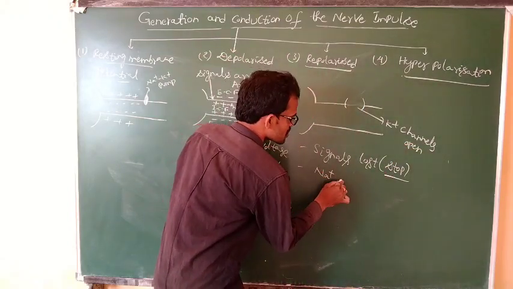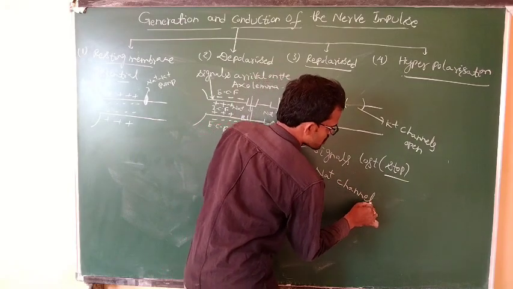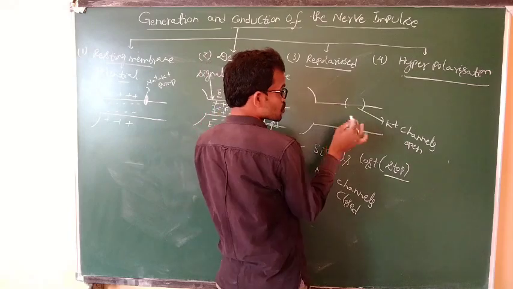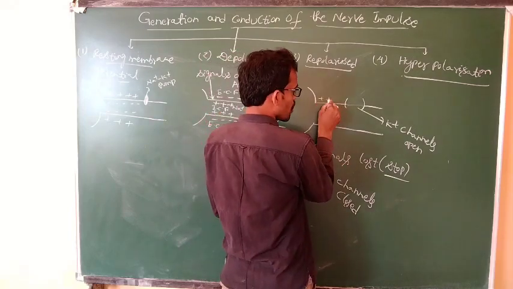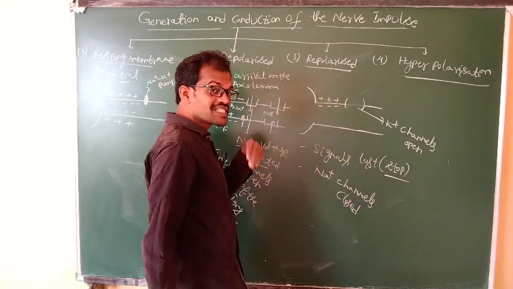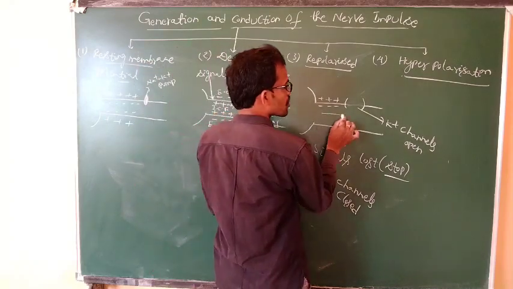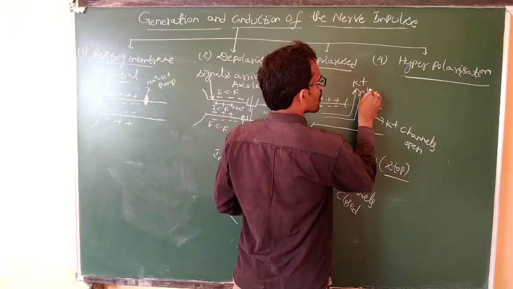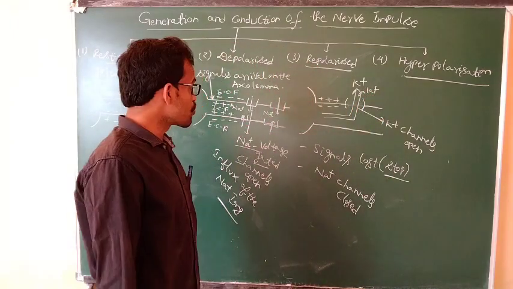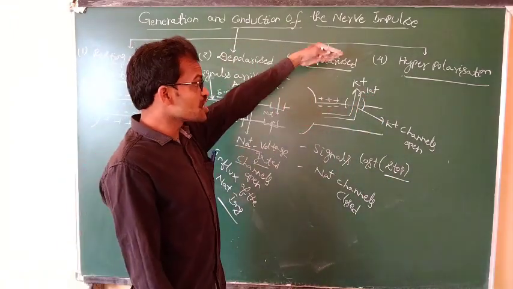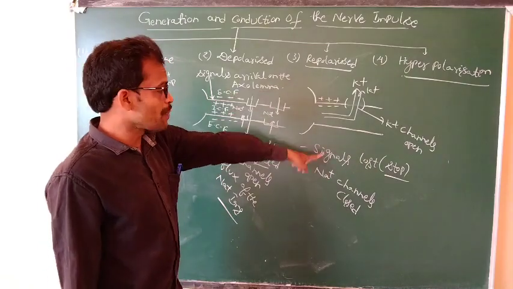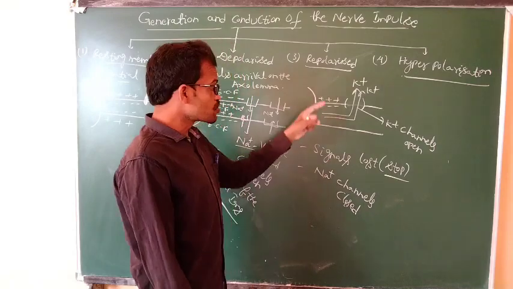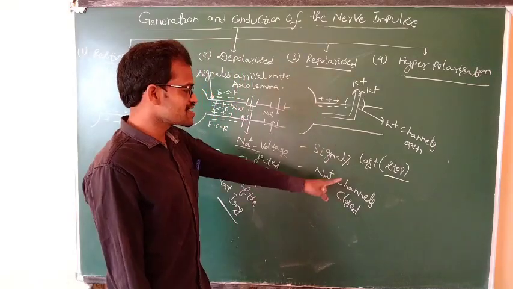Sodium channels are closed. Whenever the sodium channels are closed, outside is always positive. Repolarization means again the polarity changes. Potassium moves to the outside. Again the polarity is changed because potassium channels are open and sodium channels are closed. Whenever the sodium channels are closed and potassium channels are open, the outside is always positive charge. Again the signals are lost.